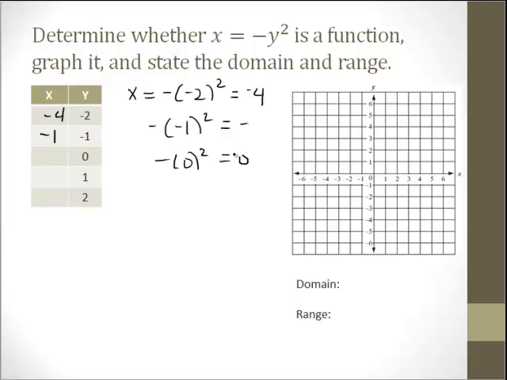Negative of 0 squared, that's just 0. Negative of 1 squared will be negative 1. And negative of 2 squared will be negative 4. So we have negative 4, negative 2, negative 1, negative 1, 0, 0, negative 1, 1, and negative 4, 2. So this graph looks something like that.